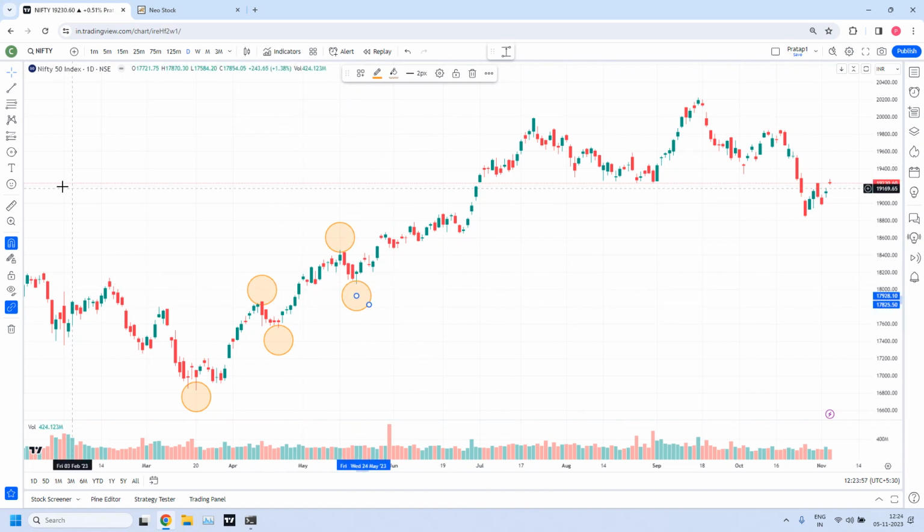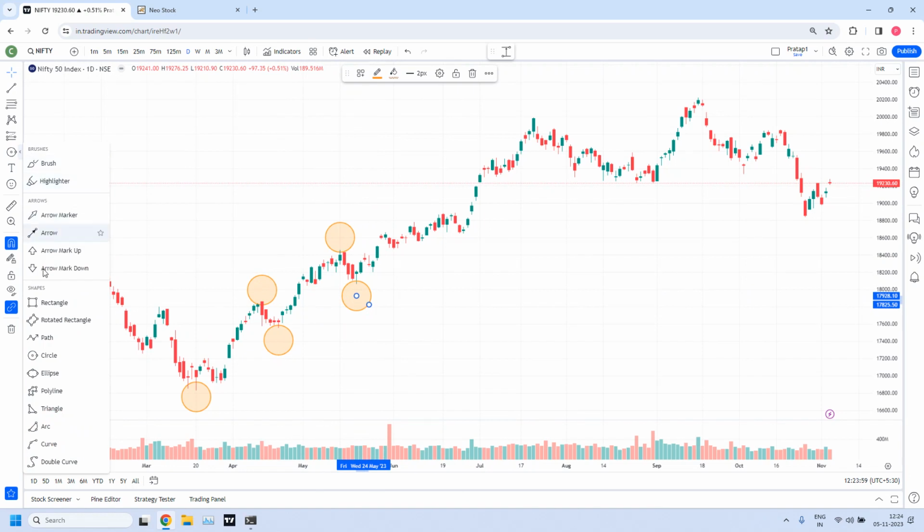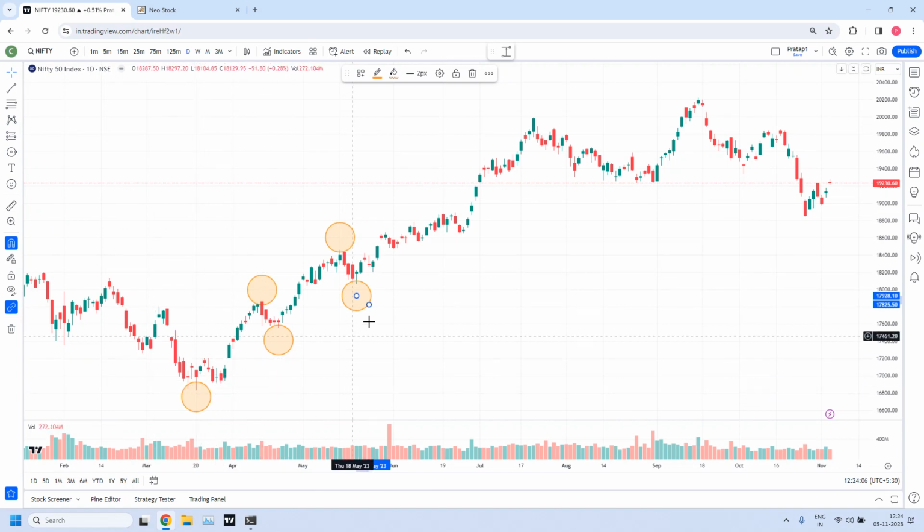See, I am drawing the circles. Here we have an option in this circle, and I have selected that option. I already copied, and I am pasting the same thing again and again.